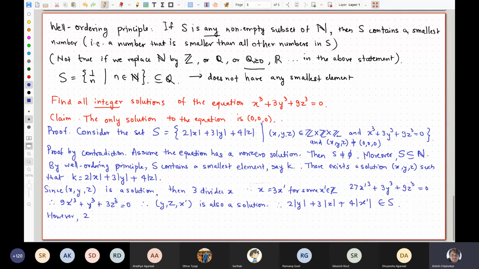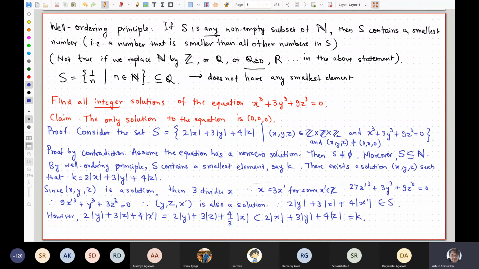So 2 absolute value of y plus 3 absolute value of z plus 4 absolute value of x prime is nothing but 2 absolute value of y plus 3 absolute value of z plus 4 by 3 times absolute value of x, and 4 by 3 is less than 2, so this is less than 2 times absolute value of x. 2y is less than 3y, 3z is less than 4z, right? And oops, sorry, this should be a plus, right? And this is precisely equal to k.